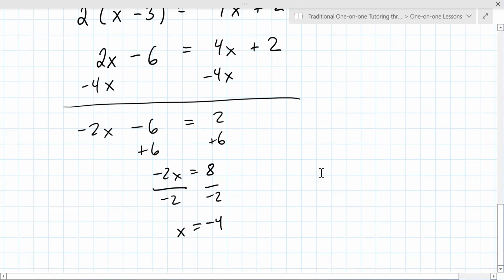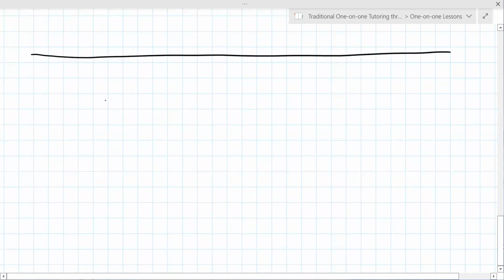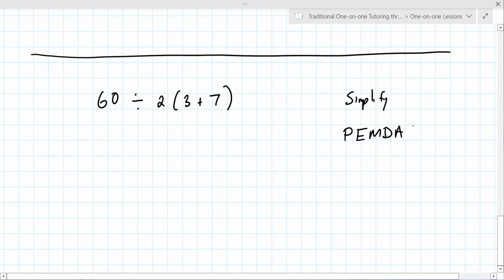So here is a problem that is making its way around the internet. A lot of confusion about this. I'm not sure why. 60 divided by 2 times 3 plus 7. You need to simplify this. So what are the order of operations? Do you remember those? Please excuse my dear Aunt Sally.